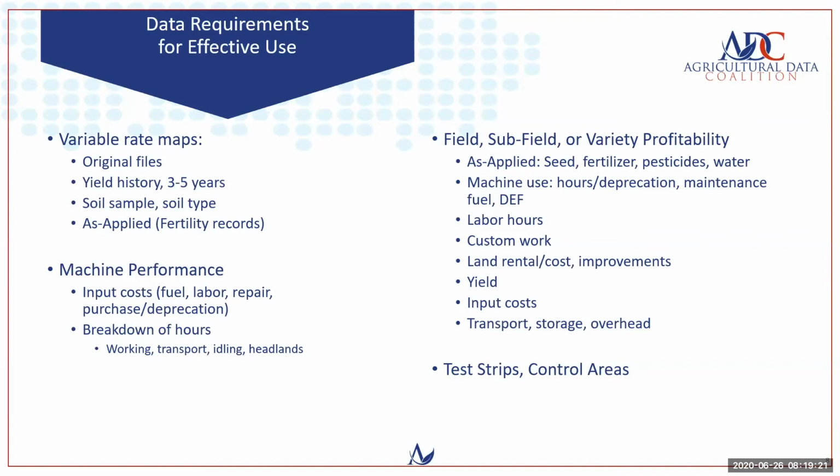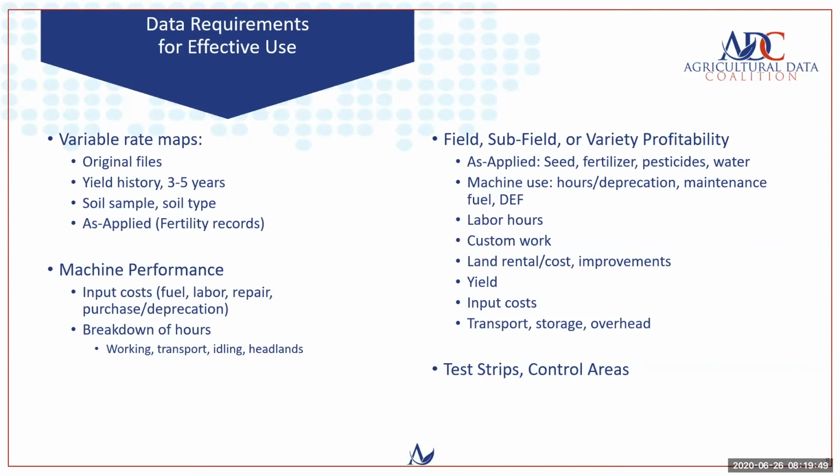Well, like I said, you'll likely need 3 to 5 years of yield history, soil sample, soil type information, any historical as-applied fertility records. Did you put manure down in the fall or anything like that? That's going to probably be the minimum to get a real good variable rate map made. You can do it with less information, but like I said, it really kind of depends on what you're trying to manage and what level of accuracy you want to have.